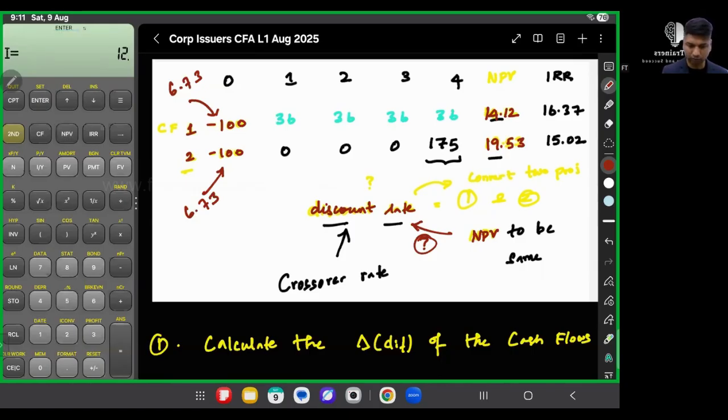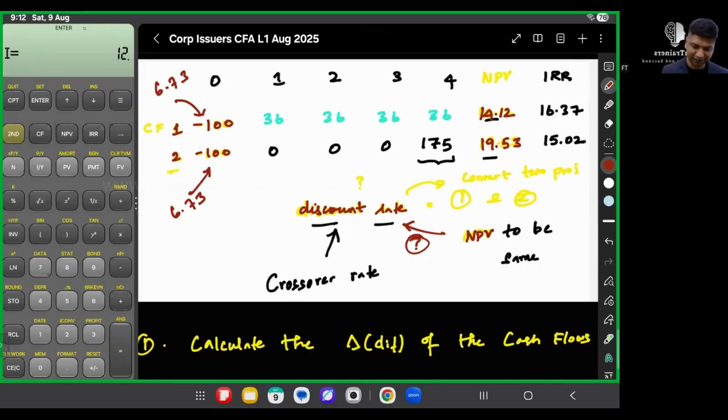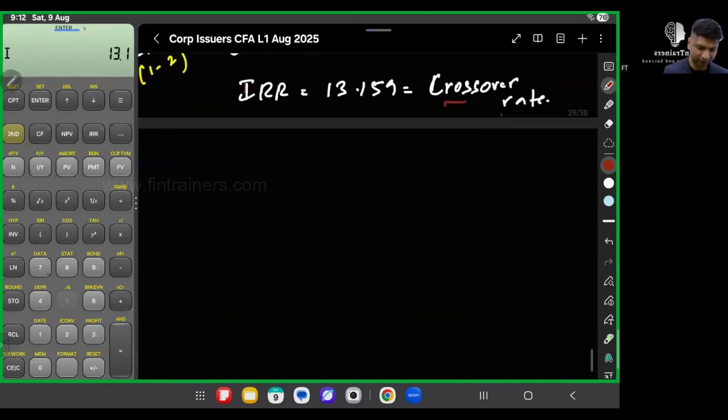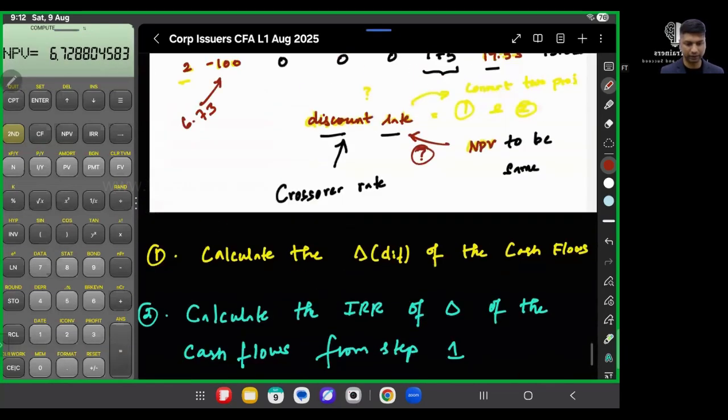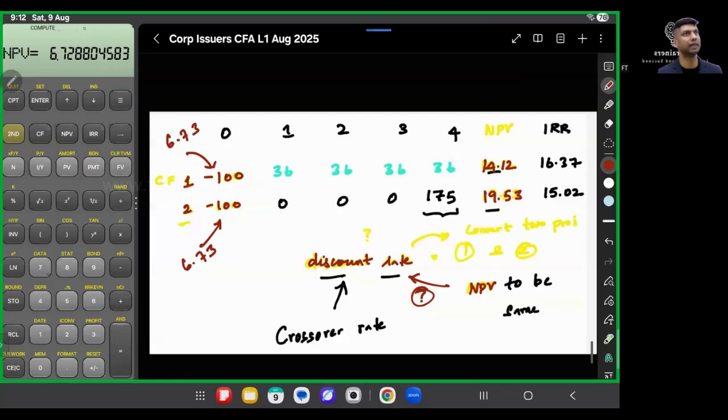My I is going to be that 13 point, I didn't save it, and 15, something like 6.73. Both are getting the same. And so at that discount rate, we get the same NPV. Both the projects are equal in value. That is called your crossover rate.